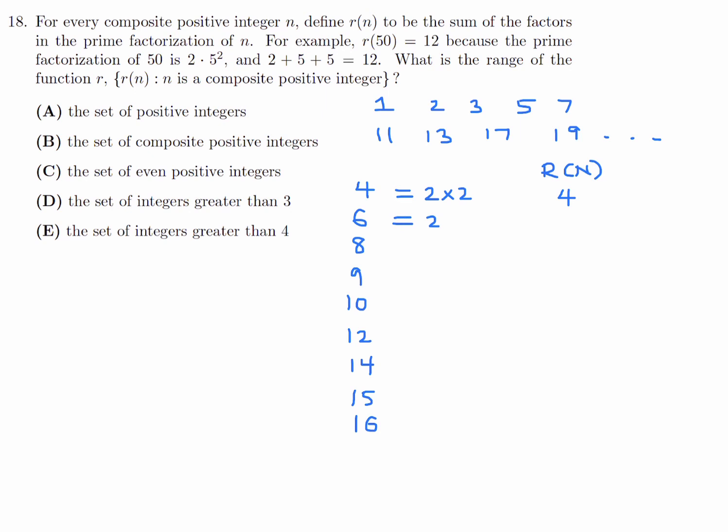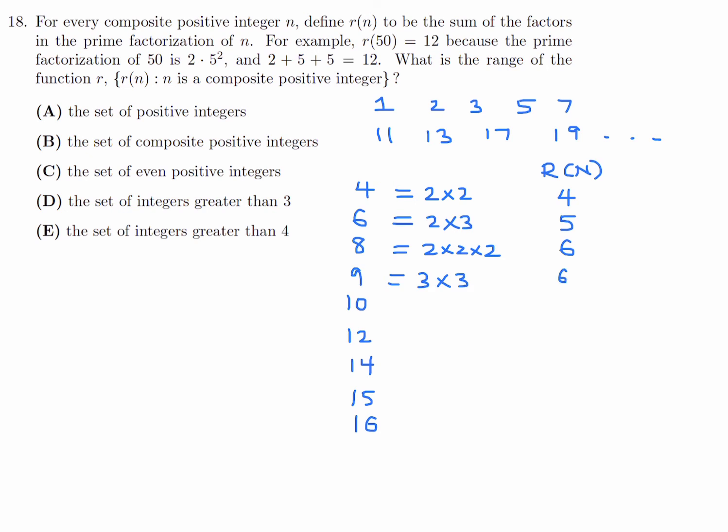Let's do the same with 6. That's 2 times 3, so we have to now add those prime factors, and that's 6. 8 is 2 times 2 times 2. When you add them, you get 6. Sorry, this should have been a 5. 2 plus 3. Don't make that mistake.